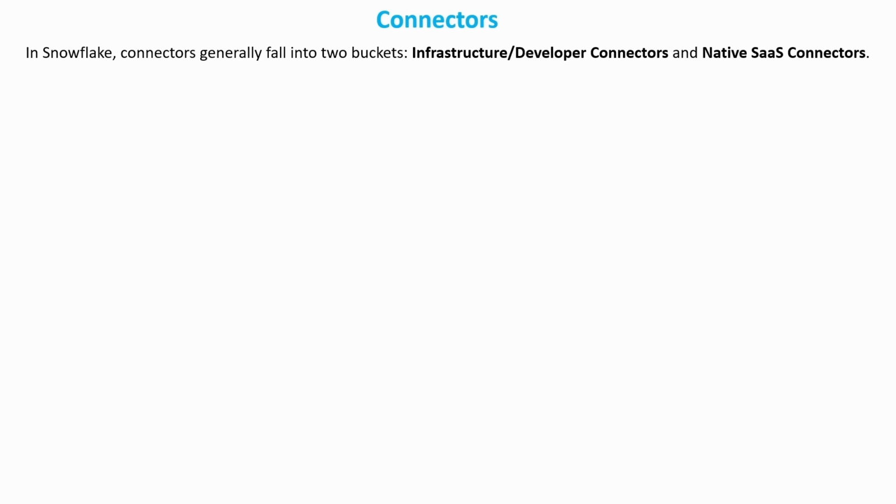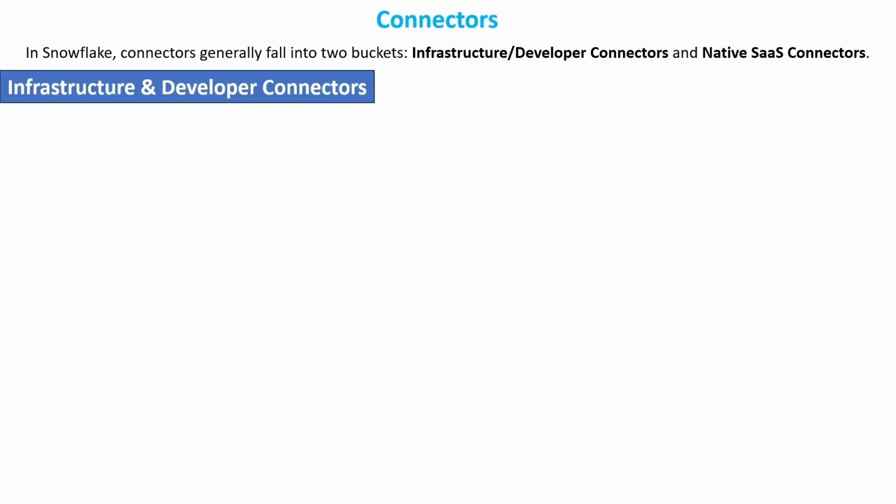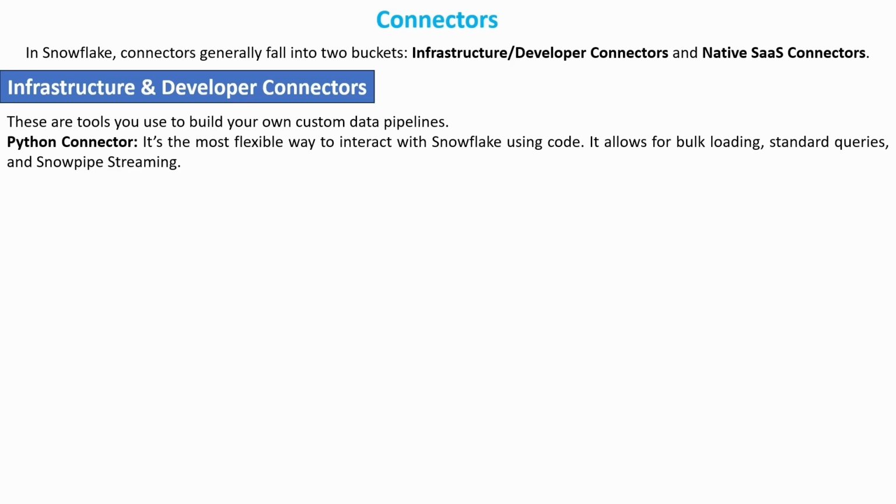In Snowflake, connectors generally fall into two buckets. First is infrastructure and developer connectors, and second are native SaaS connectors. If we talk about infrastructure and developer connectors, these are the tools you use to build your own custom data pipelines. First is the Python connector. It is the most flexible way to interact with Snowflake using code. It allows for bulk loading, standard queries, and Snowpipe streaming.